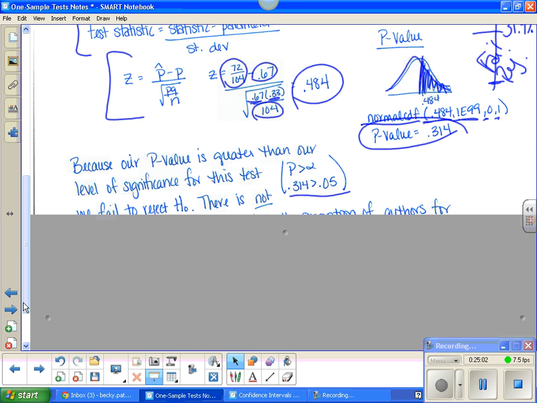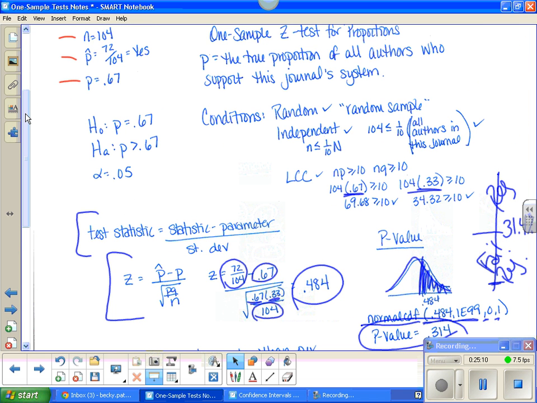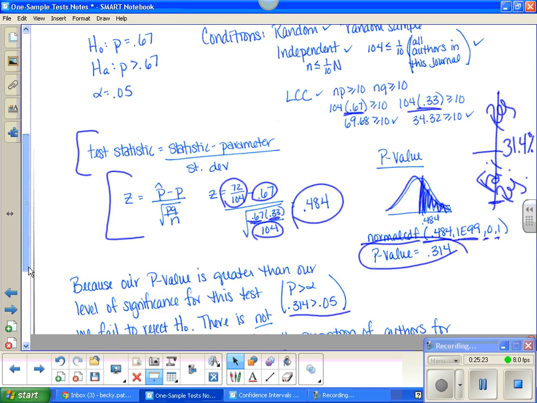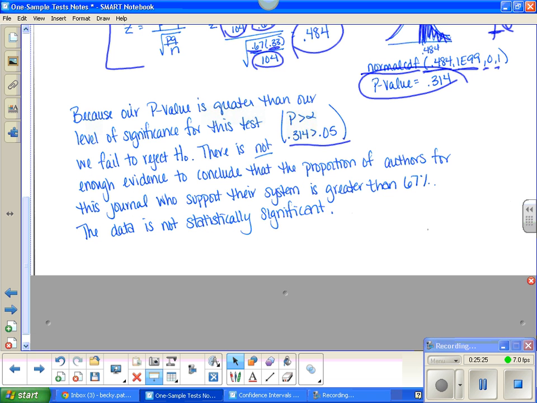H sub 0. There is not enough convincing evidence to conclude that the true proportion of all authors who support this journal is greater than 67%. That was beautiful. Our data is not statistically significant. Of course, the sentence that I always forget. Okay, let's see how we did.